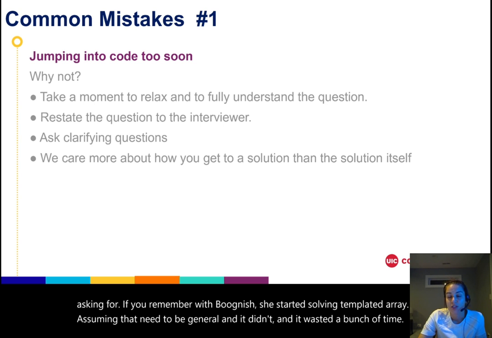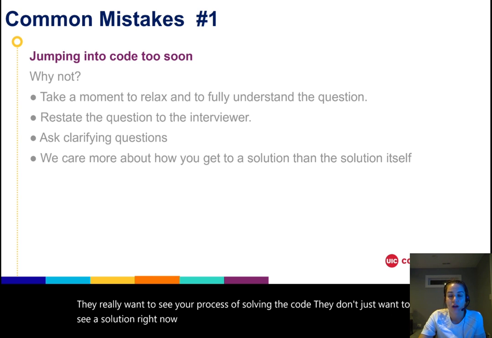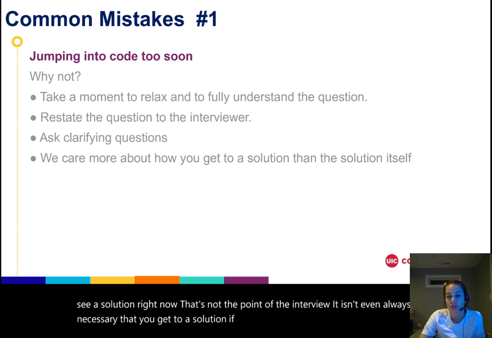They really want to see your process of solving the code. They don't just want to see a solution written out. That's not the point of the interview. It isn't even always necessary that you get to a solution if your path to the solution is really good.